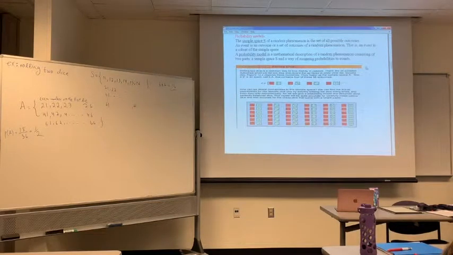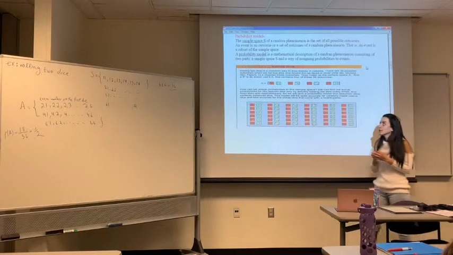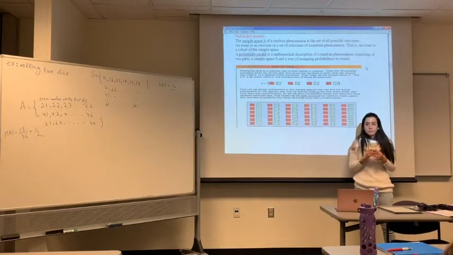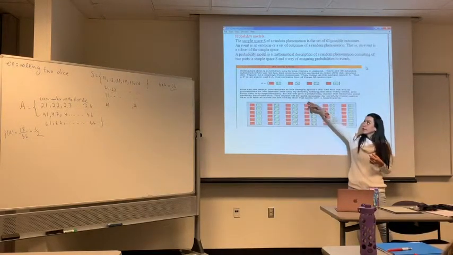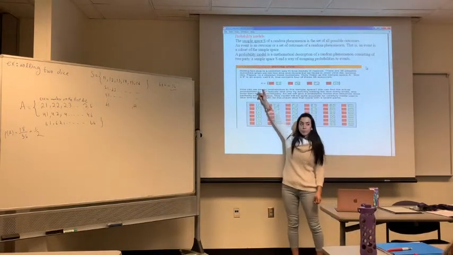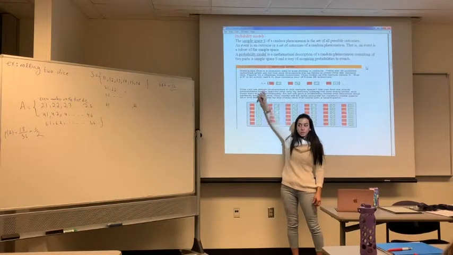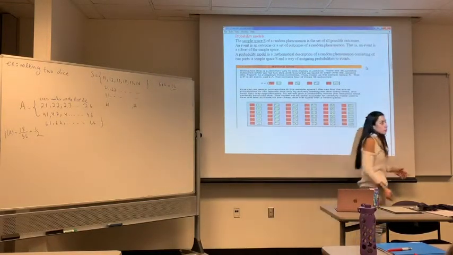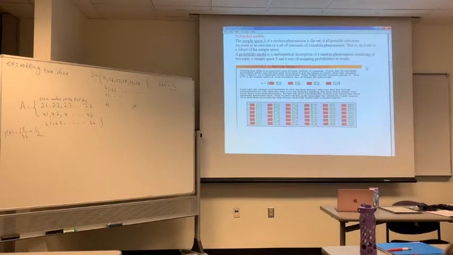And then what is the probability of observing A here? This A. What's the probability of observing A? Probability of A is 4 out of 36, which is 1 over 9. Exactly. Okay.